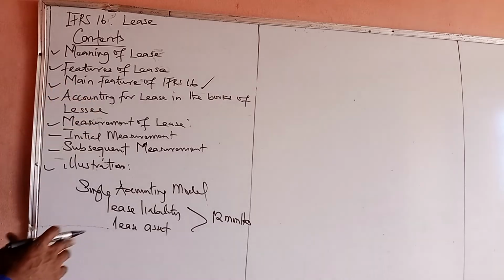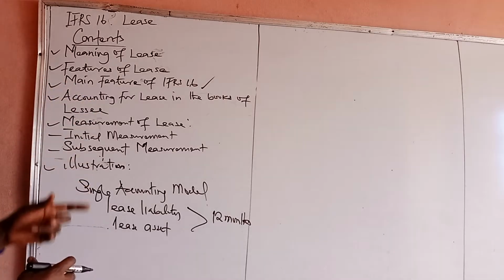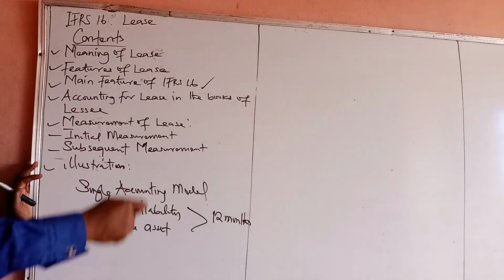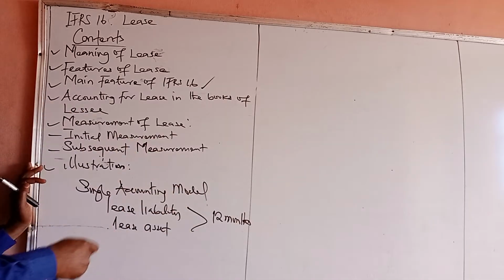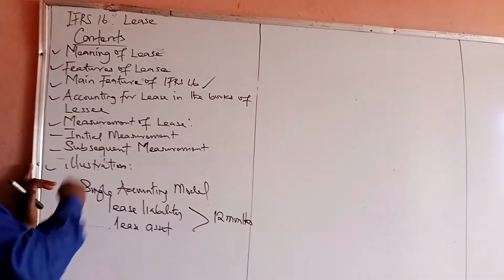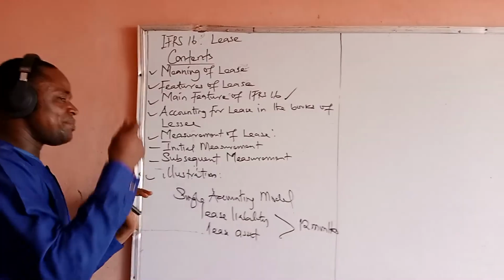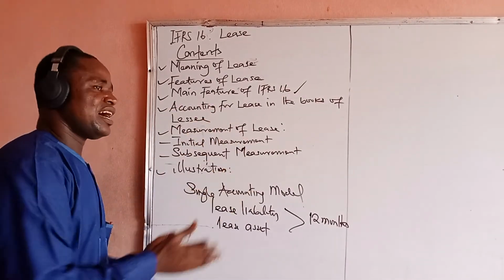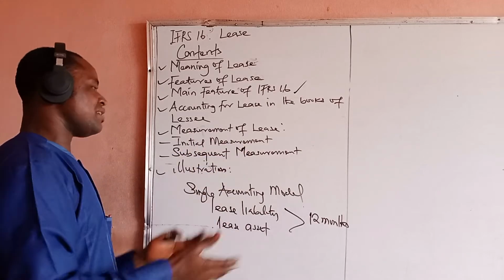Next, how does a lessee account for lease in its books? According to IFRS 16, the lessee should account for all lease that is above 12 months in his books by showing the lease liability and the lease asset. And how is the lease liability and the lease asset value determined?